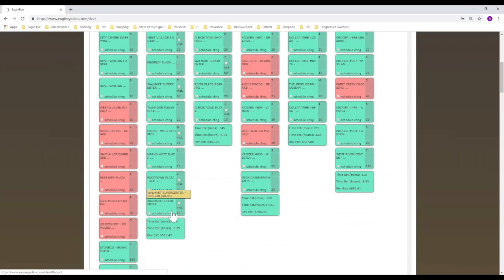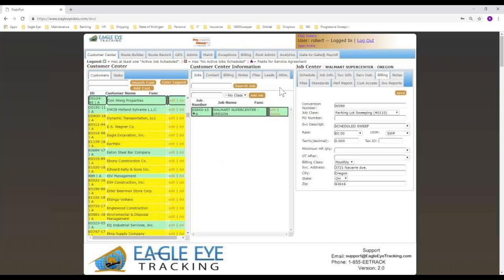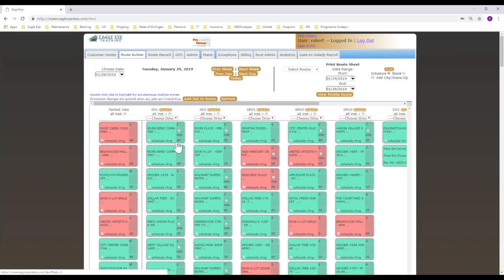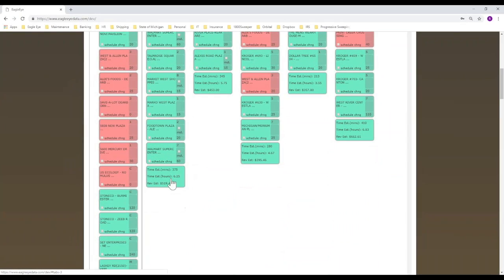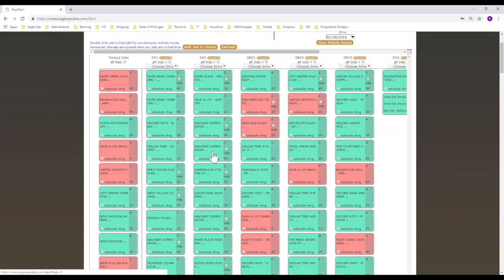So when you go to Route Builder, make sure you include in the job center, or you could input it from right-clicking here as a one-time occurrence, the rate. Make sure the rate's in there. And then from the job center, make sure there's a standard time. This will help not only the operators know how much time they should be there, but it gives you an idea of total job time, total revenue by route, which will help you with your planning. So that is what we're covering today.